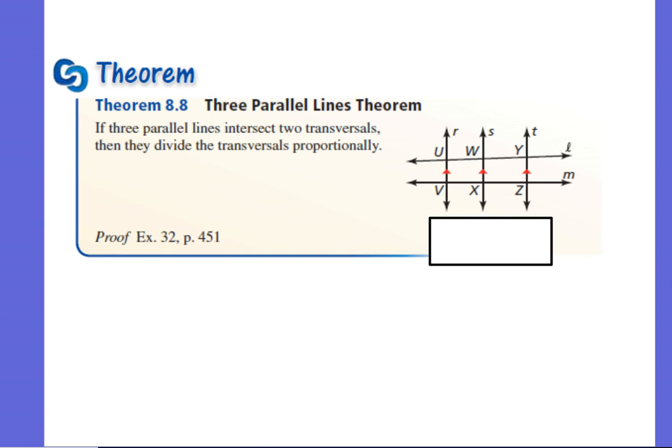For this video, we are going to be defining the three parallel lines theorem and using it in some mathematical application. The three parallel lines theorem says that if you've got three parallel lines and they intersect two transversals, they do it in such a way that those transversals are cut proportionally to one another.